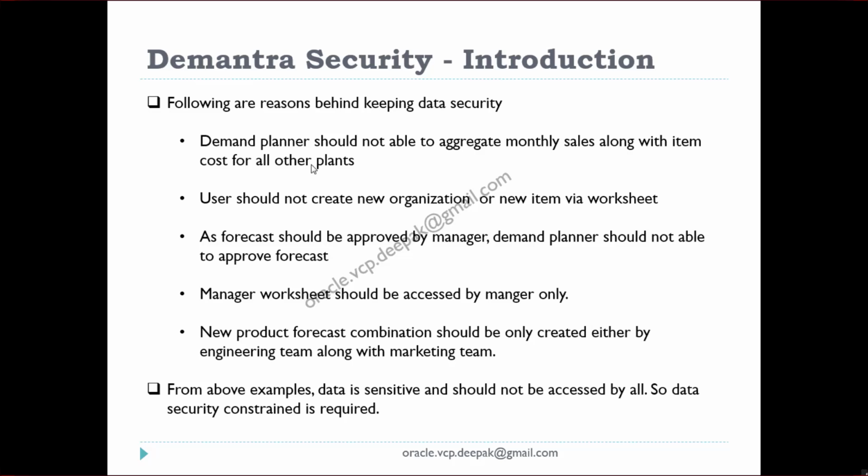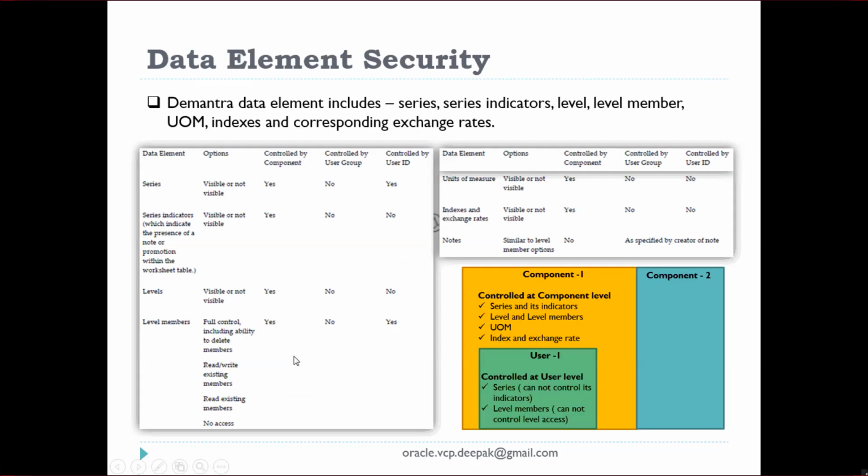Then there are some worksheets which can be accessed only by a manager, where it does more aggregation, like organization level aggregation or operating unit level aggregation. These kinds of aggregation should be done at one particular super user level or the manager level. So these are the examples where we have to put the restrictions, and then we'll see how the restriction can be applied. This is one table which explains most of all the things.